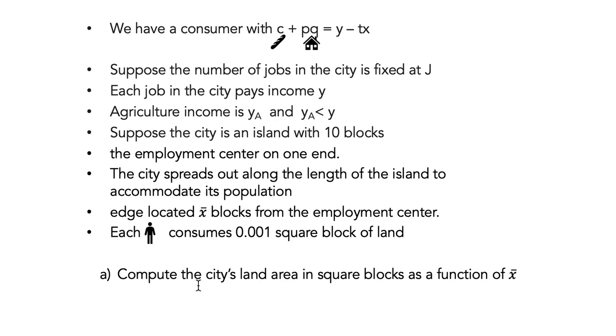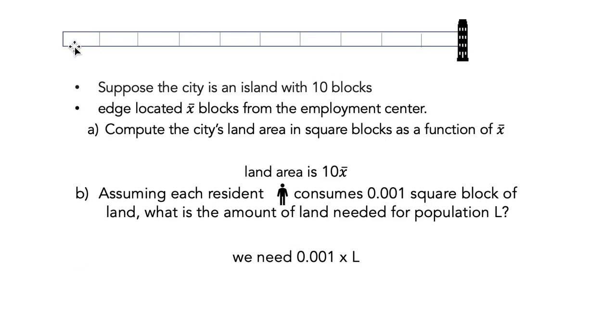Okay, now we need to compute, first of all, the land area of the city in terms of X bar. So basically what I just drew here is the image of the island. We have the edge located X bar blocks from the employment center. Compute the city's land area in square blocks. As a function of X bar, the land area is 10 times X bar.